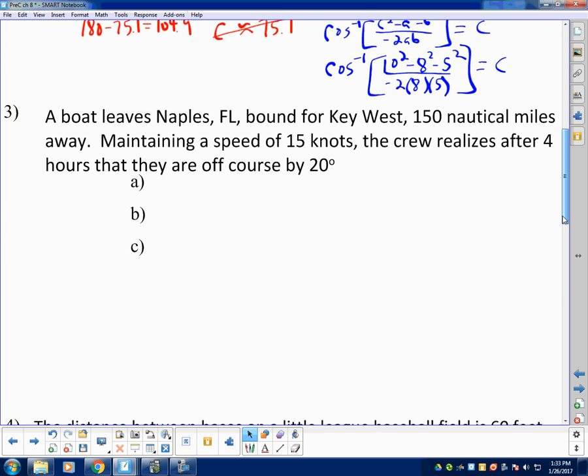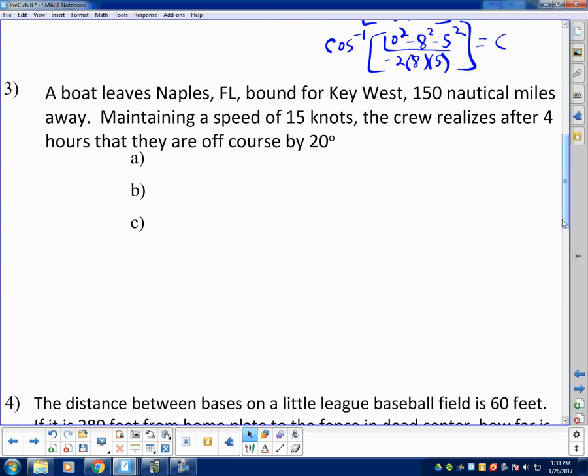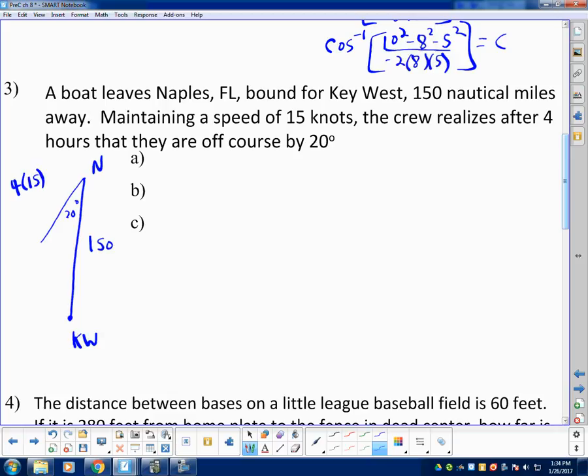It says a boat leaves Naples, Florida, bound for Key West, 150 nautical miles away. So we might start here at Naples. We head into Key West, 150 nautical miles away. The problem is they get off course by 20 degrees, and they're off course for 4 hours. 4 times 15 nautical miles per hour gives me 60 nautical miles that they're off. So that's 60 right there.